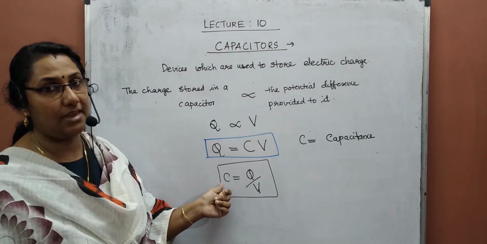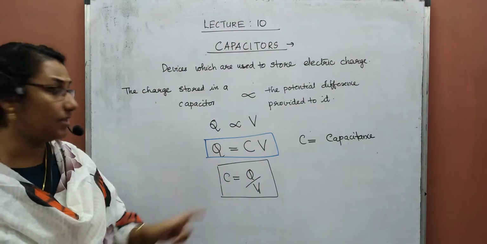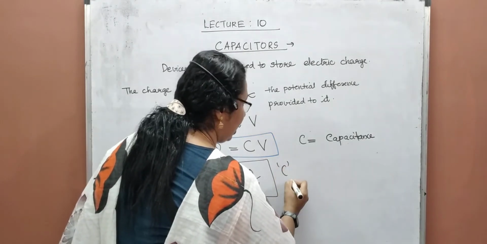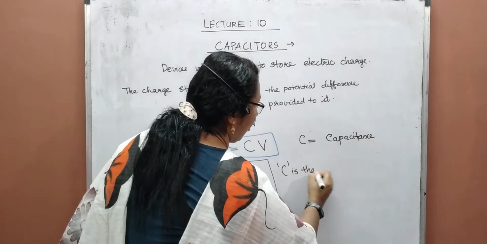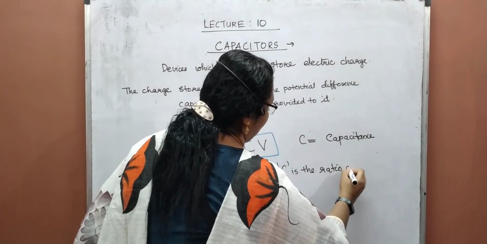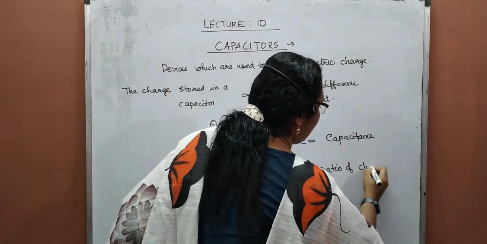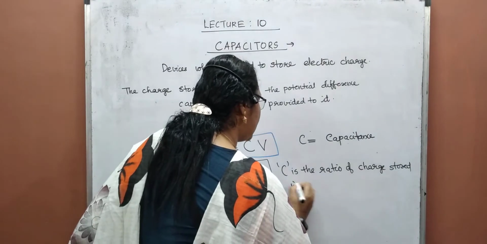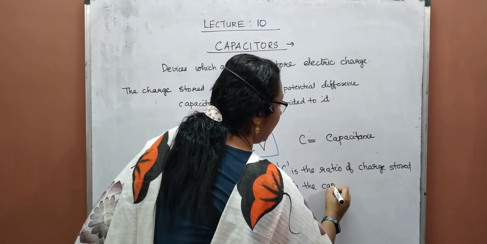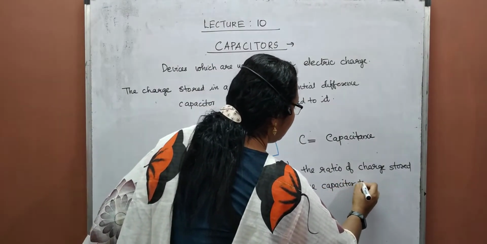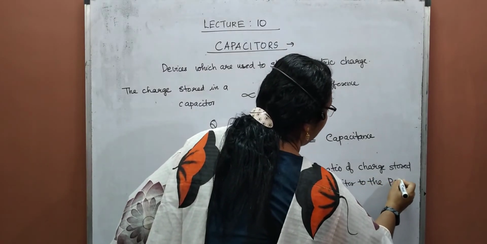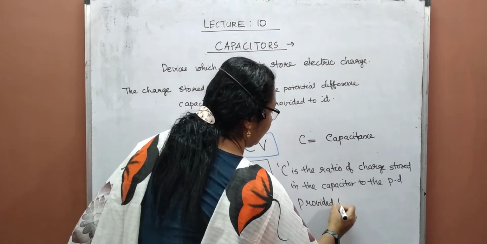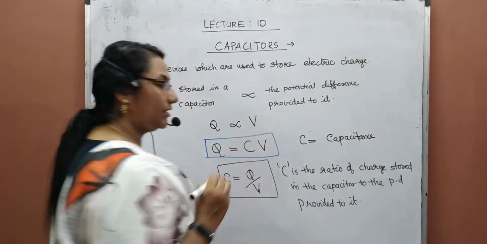Therefore, C, the capacitance, may be defined as the ratio of the charge stored in the capacitor to the potential difference provided to it. Is it clear?